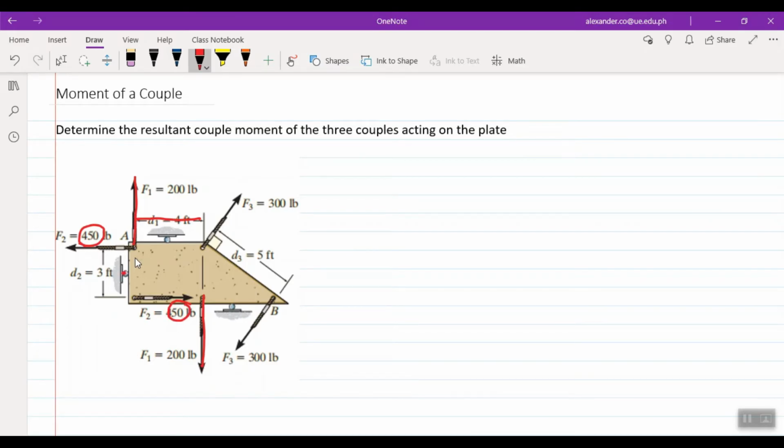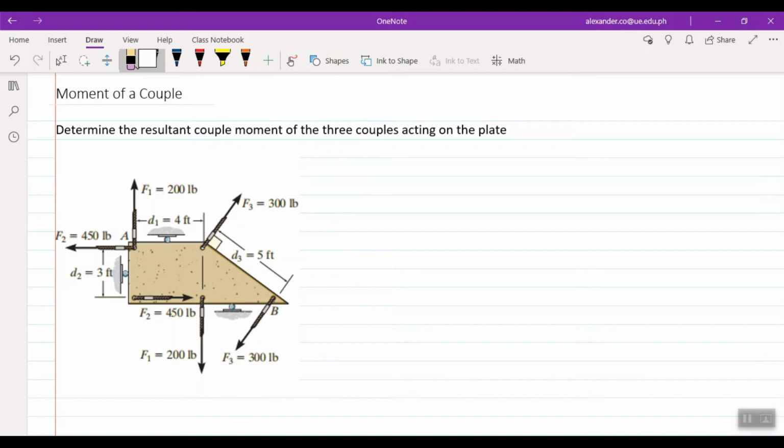Distance is 3. By the way, force 1, as you can see, will rotate clockwise. This one will rotate counterclockwise. And lastly, for force 3, this force and this force are parallel, having a distance of 5 feet, and it will rotate clockwise. So, two clockwise, one counterclockwise. Okay, I'll erase some of the lecture so you can see better. Let's solve that.